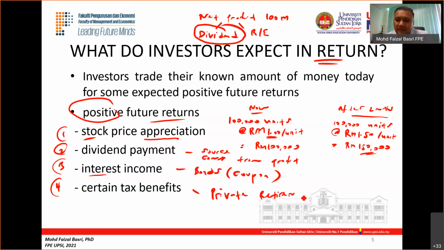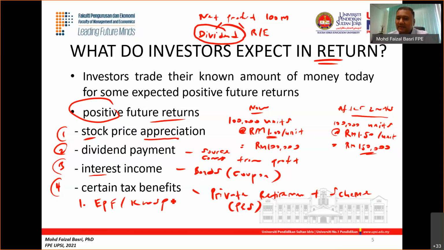We have this one, private retirement scheme, or PRS in short. So for individuals, especially those working in the private sector, if you are in government, when you retire later on, your source of income after retirement is the pension. But for private sector employees, your number one source will come from EPF, KWSP.